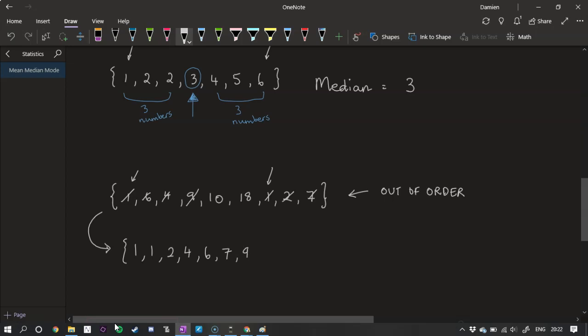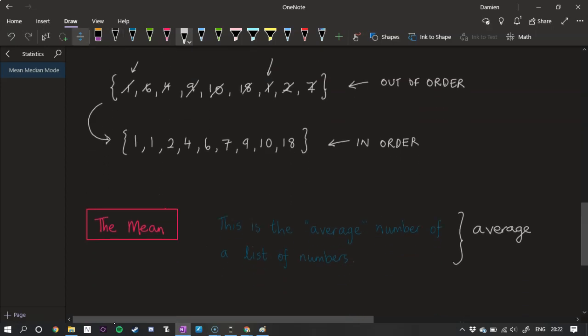9 is going to be the next one. Then we've got 10. And finally, we've got 18, and that's gone as well. So we've used up all our numbers. Now we are in order. And once you're in order, to find the median, again, you do the same thing. You're just going to try and find the middle one.